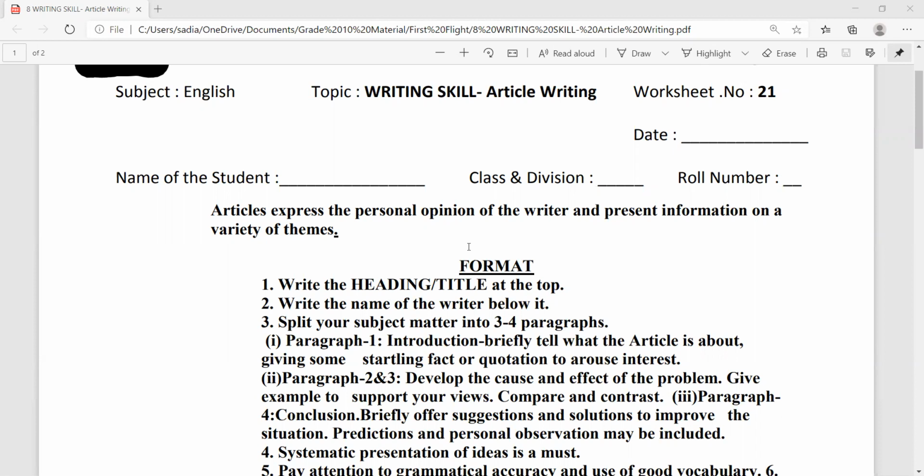We are going to revisit article writing. Article writing is close to essay writing. That means you write about a certain topic or certain areas of concern, but giving your own opinion and expressions. Articles express the personal opinion of the writer and present information on a variety of themes.